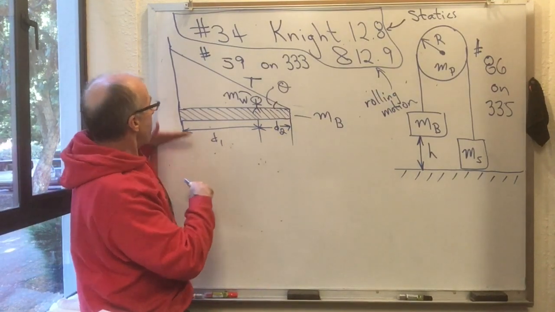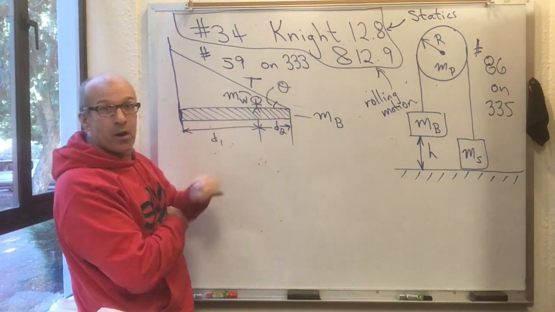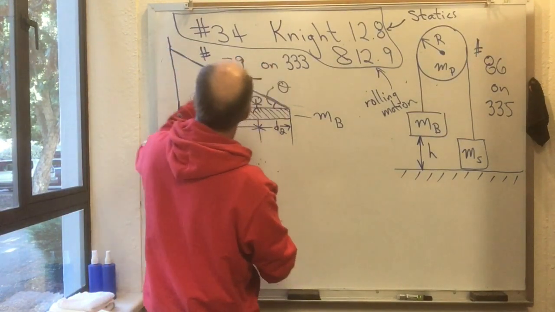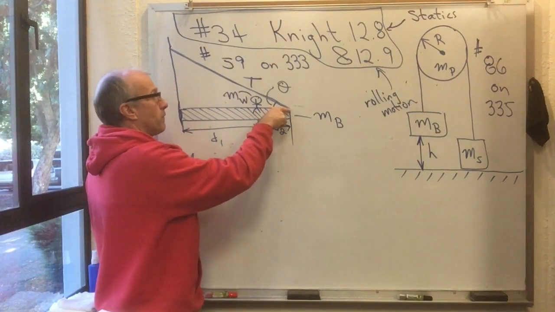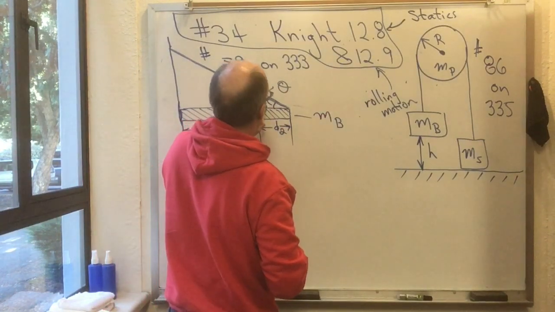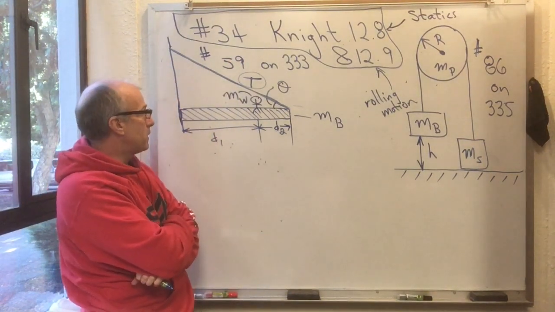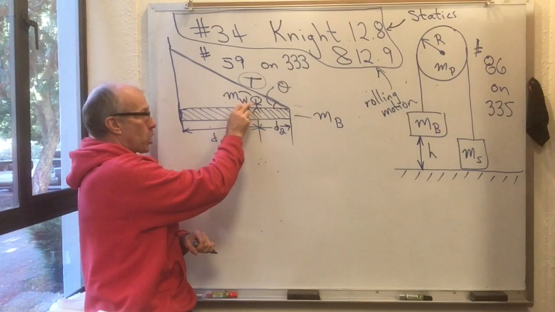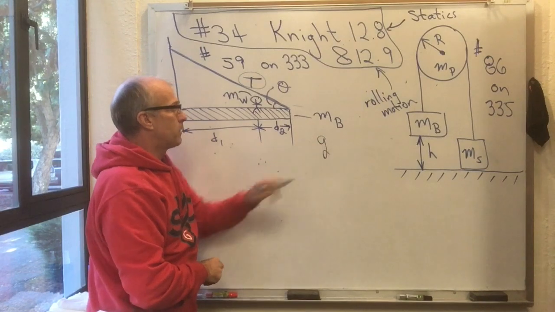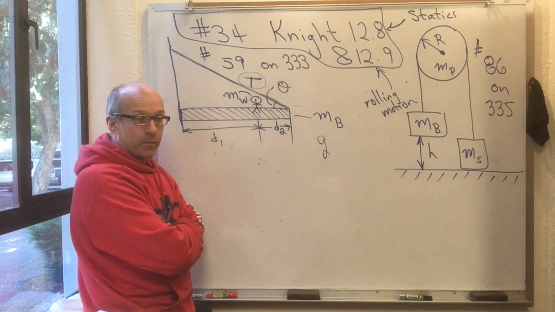And it's not the wall right here. It's not this part of the wall that's keeping this beam from falling down. It's this cable right here. And that cable forms an angle theta relative to the beam. And the question of the problem is, what is the tension, capital T, in terms of all these other things? The mass of the worker, the mass of the beam, D1, D2, theta, and of course, g, the acceleration of gravity.